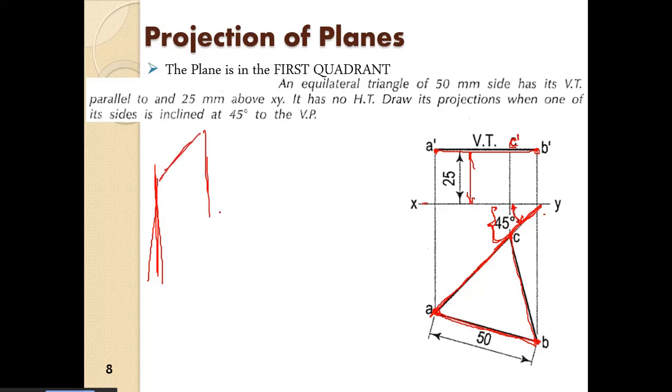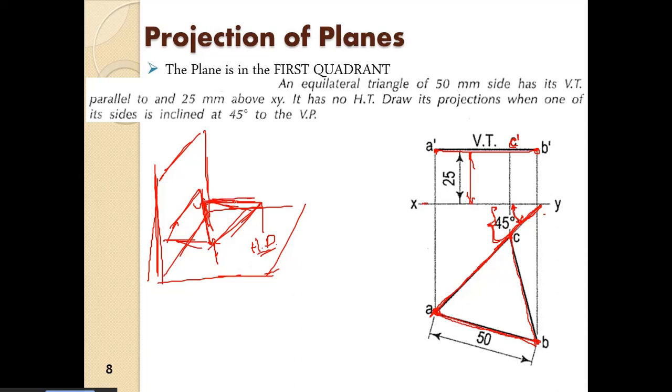In this case we have the plane like this. One of the edges is at 45 degrees, and from here we have the triangle in this manner. So we have it at a height of 25 mm. All of the points A, B, C are at a height of 25 mm from the horizontal plane. So this is the plane here, which is at a height of 25 mm from the horizontal plane.